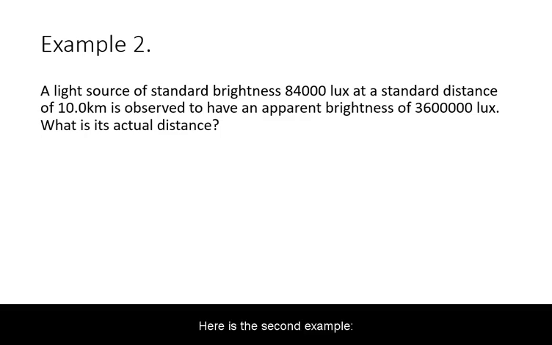Here is the second example. A light source of standard brightness, 84,000 lux, at a standard distance of 10 kilometers, is observed to have an apparent brightness of 3,600,000 lux. What is its actual distance?